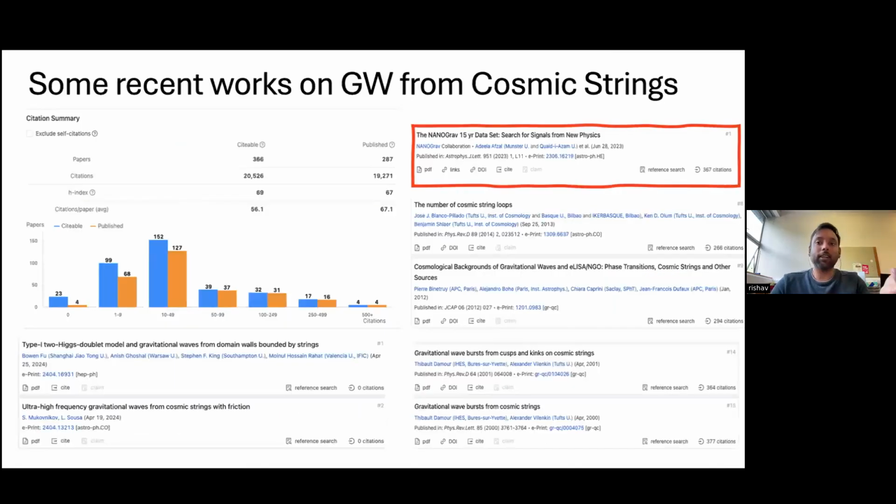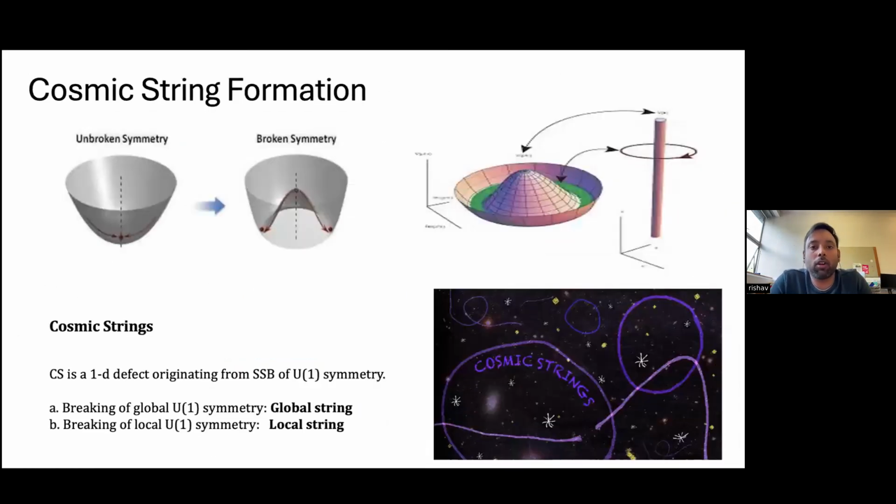Now, the next thing I want to talk about is generation of gravitational waves from cosmic strings. Again, here are some references, some recent work and some well-studied, well-known works on this topic. To start with, what are cosmic strings? Cosmic strings are basically one-dimensional topological defects. And one can ask how they are formed. They are formed when a continuous symmetry, like U(1), is spontaneously broken.